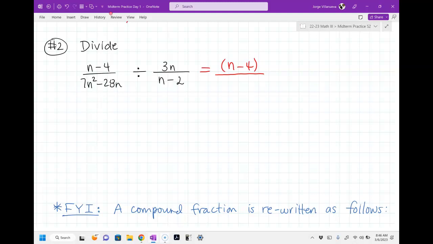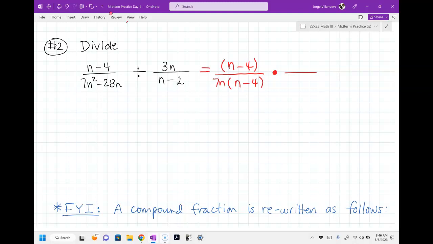All right, what can I take out of the bottom part, the bottom left? An n, and what else? A 7. I can take out a 7n. And what's left? An n minus 4. All right, perfect. So notice those two things are going to cancel, n minus 4, n minus 4. But let's not do anything yet. I'm going to put times. And now I've got to flip it. So the 3n really ends up on the bottom. The n minus 2 really ends up on top.